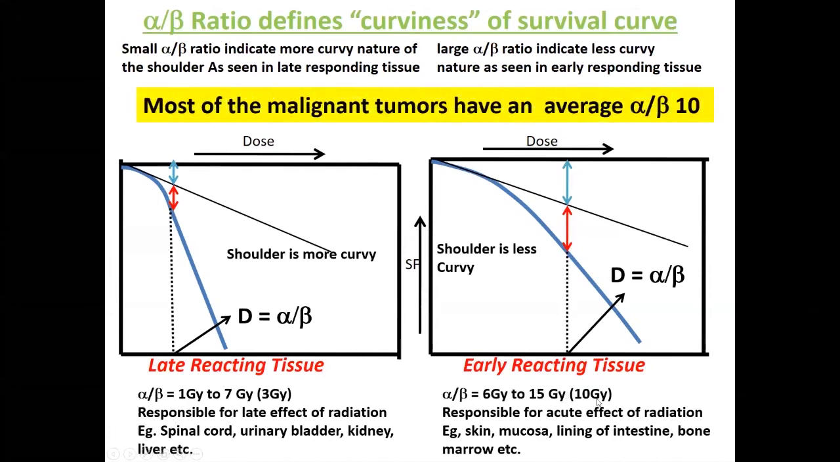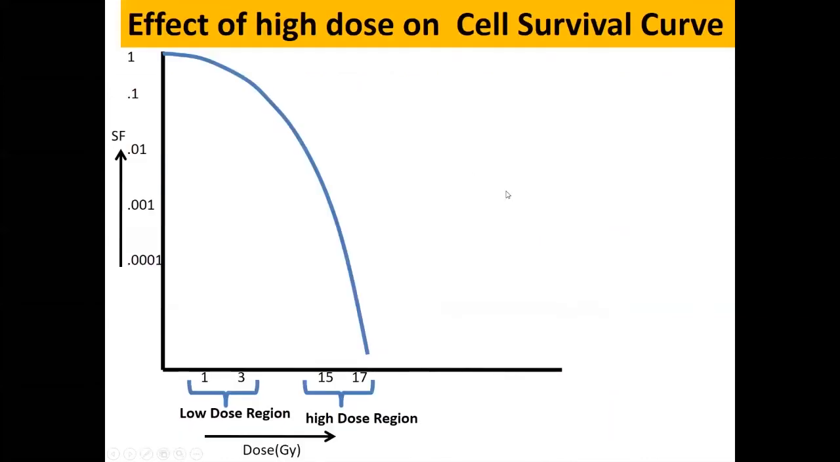Interestingly, the malignant tumor behaves like an early reacting tissue. So they have an alpha beta ratio similar to that of early reacting tissue, that is on an average 10, and the shape of the cell survival curve is similar to the shape of early reacting tissue. So with this background, now let us discuss the rationale why we deliver high dose of radiation in non-fractionated radiotherapy and how it leads to therapeutic advantage.